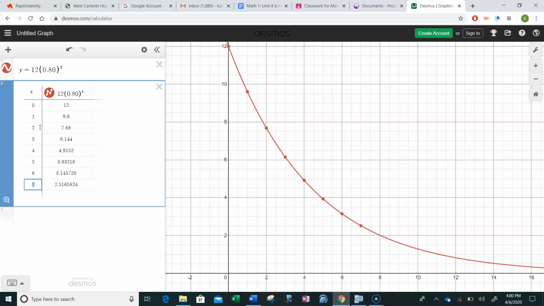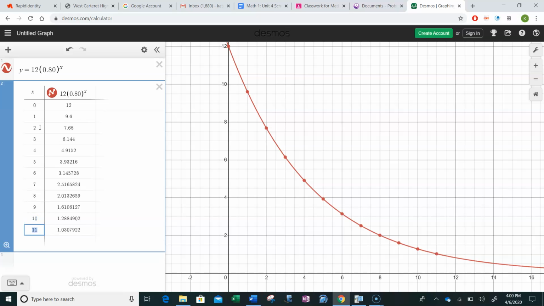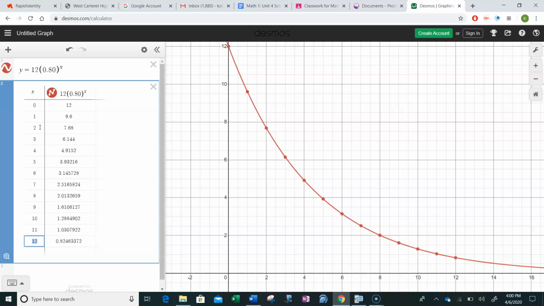But we could come down here and keep pressing enter. And remember, it wants to have less than 1 foot of water. So we can see that in order for it to be less than 1 foot of water, it would take a minimum of 12 whole hours to cover the pool.